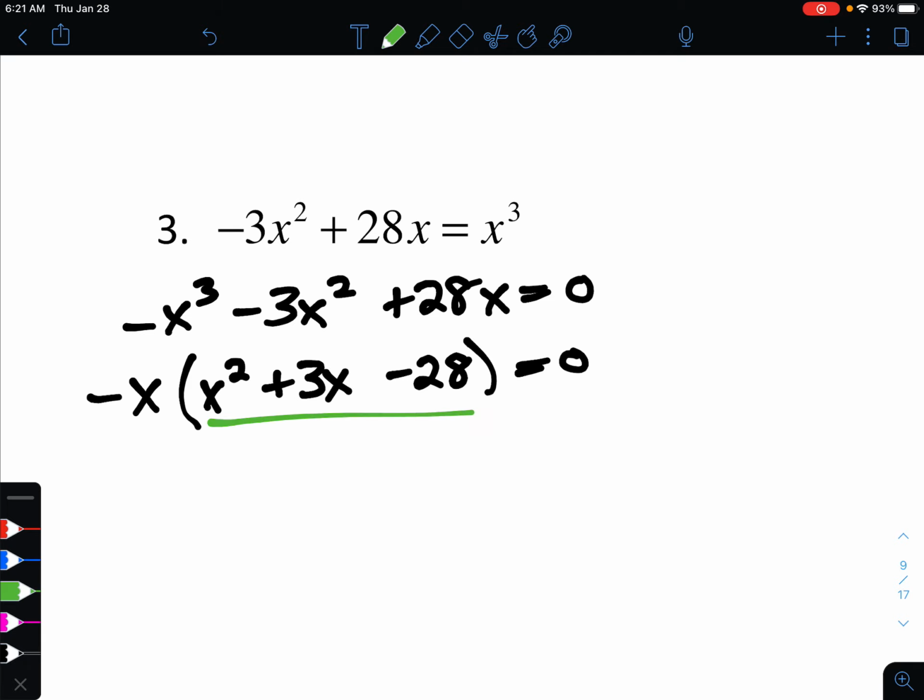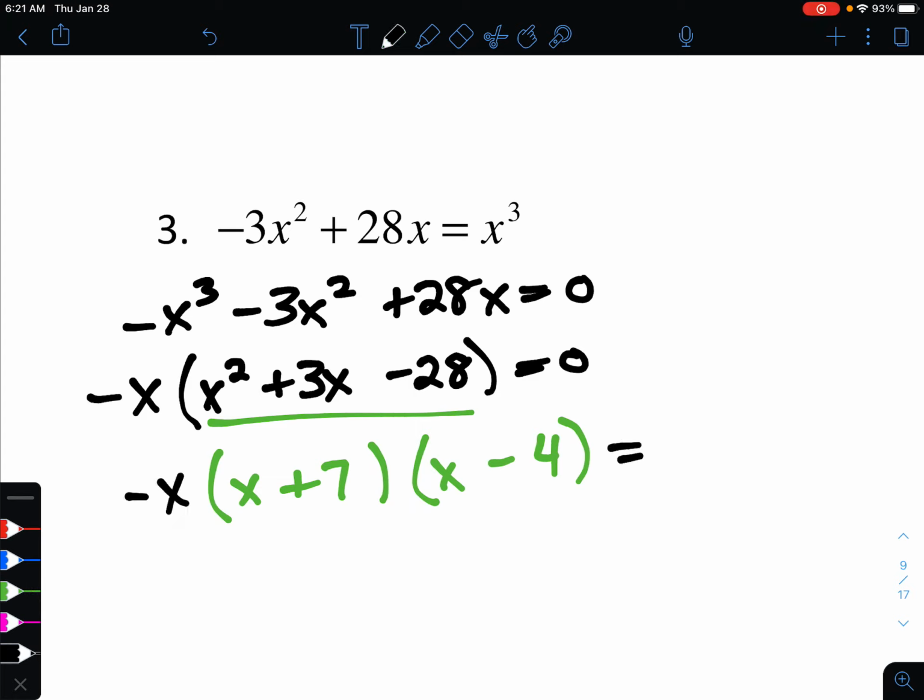So now, let's continue trying to factor what's left inside the parentheses. Numbers that multiply to be negative 28 and add to be positive 3 would be x plus 7 and x minus 4. Don't forget the negative x in front and the equals 0 at the end.